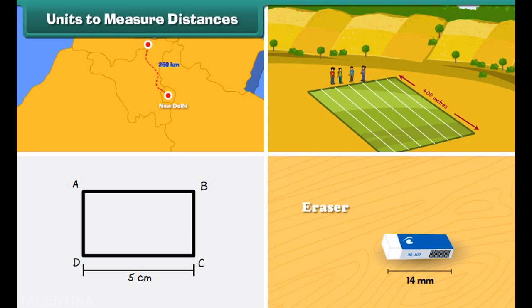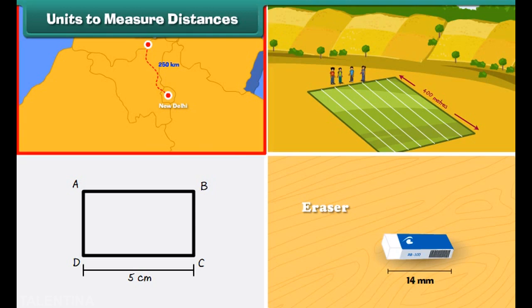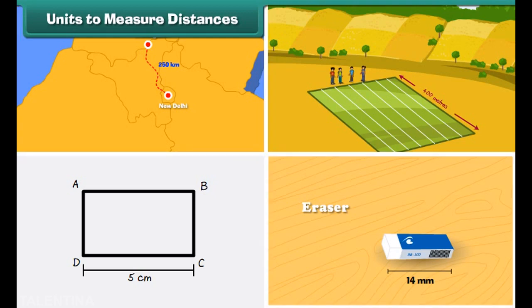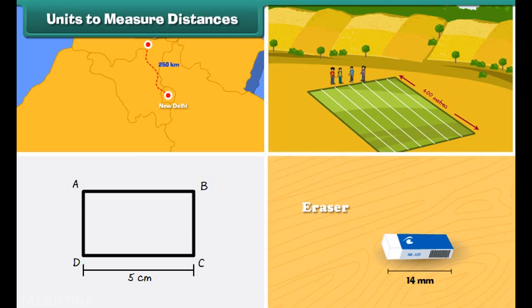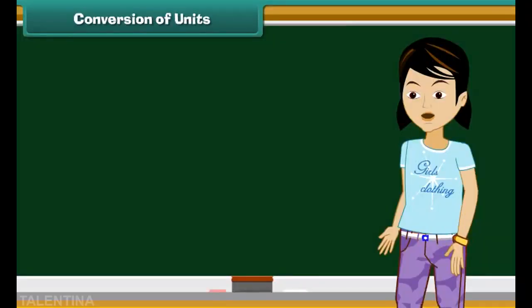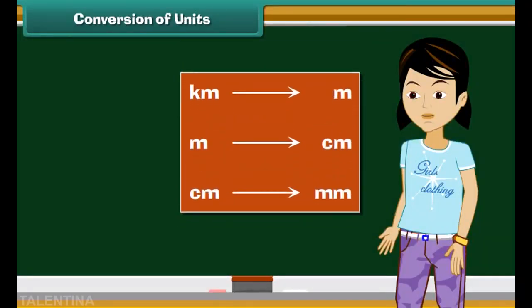Among these, kilometer is the biggest unit used for measuring long distances, while millimeter is the smallest unit used for measuring very small lengths. The standard unit of distance is meter. Friends, let us now learn how to express distances given in one unit in other units.